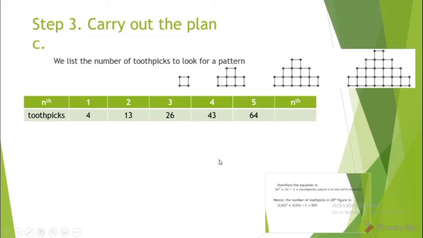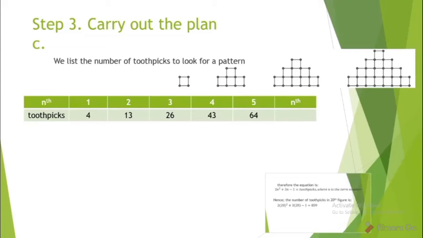Okay, sa number 3 naman po, how many toothpicks are there? So, we must first look at the pattern. So, we must first count the number of toothpicks in these 4 figures. So, sa figure 1, meron tayong 4 toothpicks. Sa figure 2, meron tayong 13 toothpicks. Sa figure 3, meron tayong 26 toothpicks. And sa figure 4, meron tayong 43 toothpicks.